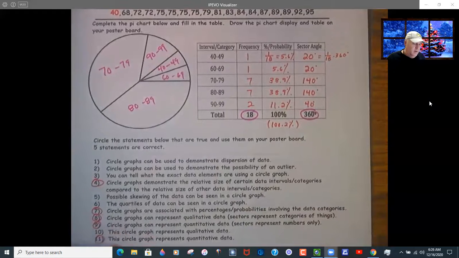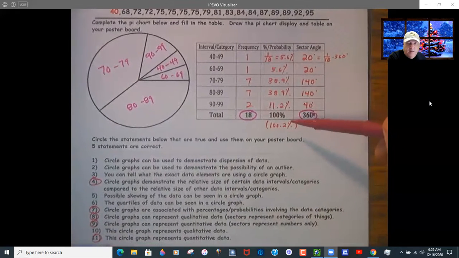Very, very important in the figuring out. And so as you sum these, the sum of the percentages, barring rounding errors, should be 100. The sum of the angles, barring rounding errors, should be 360.